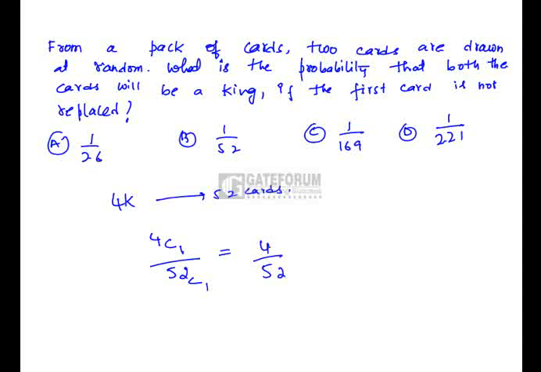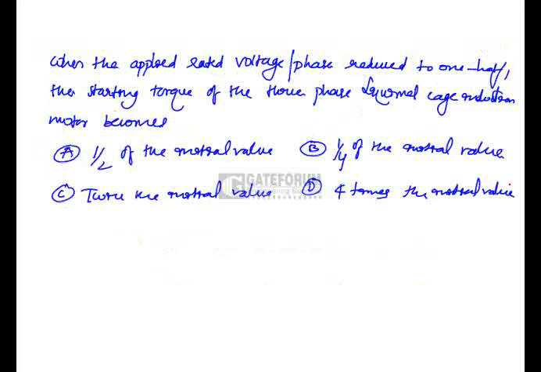But in the second pick, what is he saying? The card is not replaced. If the card is not replaced, there will be only 51 cards here and 3 kings, because already we have taken 1 king. So what is the probability? The next probability will be 3 by 51, which is nothing but 1 by 221. That is option D.